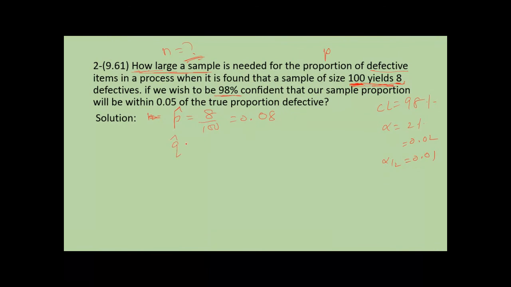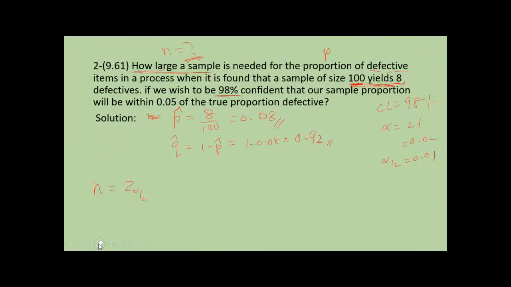Therefore, probability of failure, a non-defective item, is 1 minus P cap, is 1 minus 0.08, which is 0.92. So this is P cap, this is Q cap. We have both of these. The question of the formula is what is n? When you know P cap and Q cap, the formula is Z alpha over 2 under the square root.